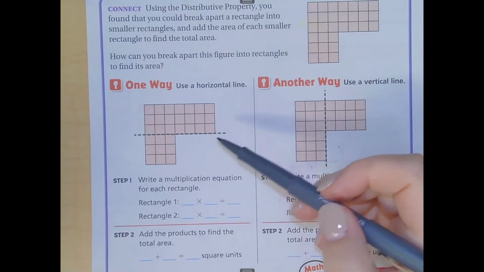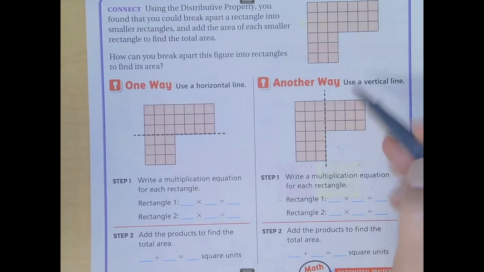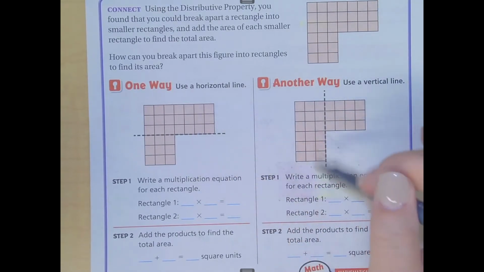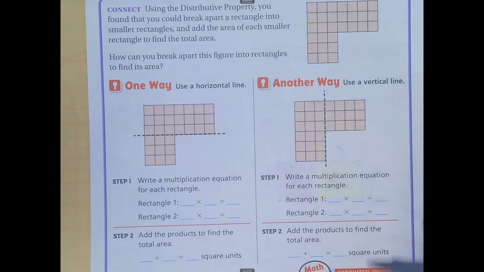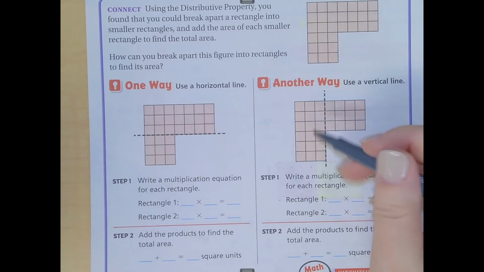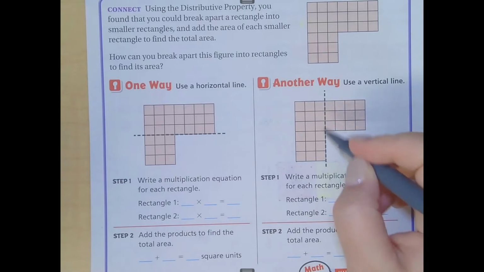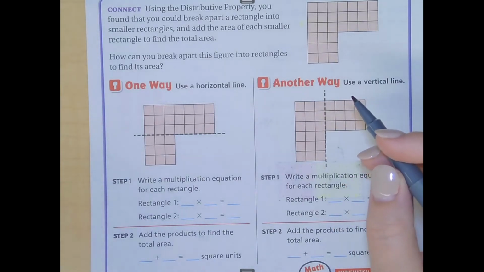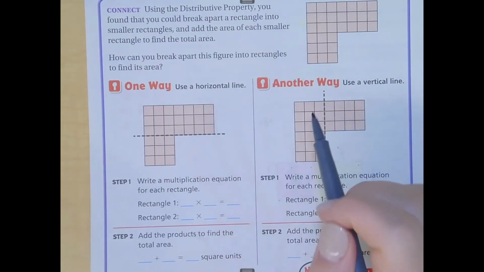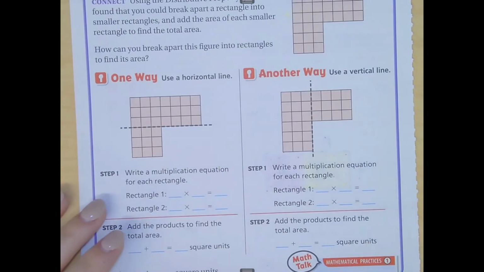So basically you're going to cut off the part that's sticking out, either this way or this way. So instead of an L shape, you have two rectangles, because we know how to solve the area of a rectangle. So now we have two rectangles. We solve those, put them back together, and then we get the area of this L shape, okay? Now, it doesn't matter which way you do it, your answer will be the same.